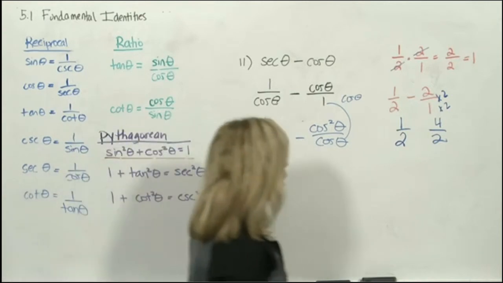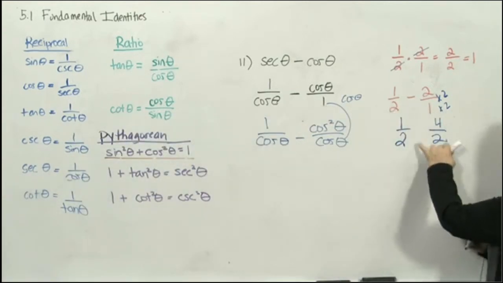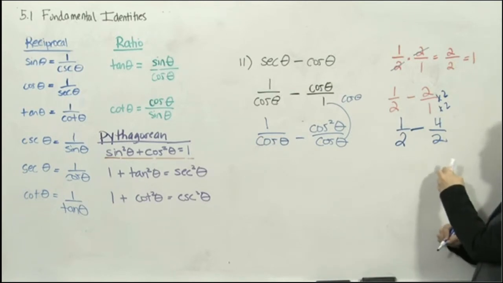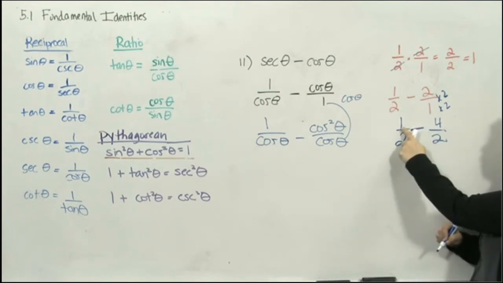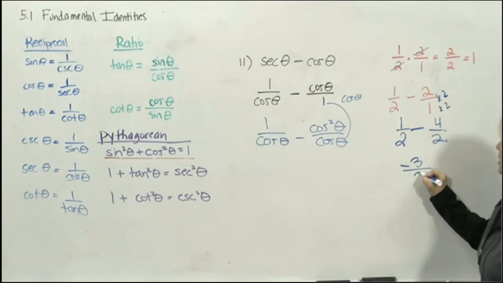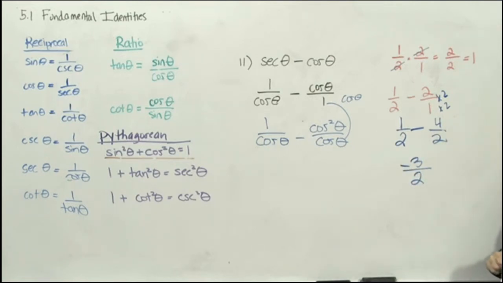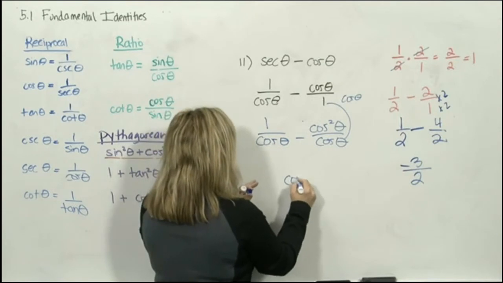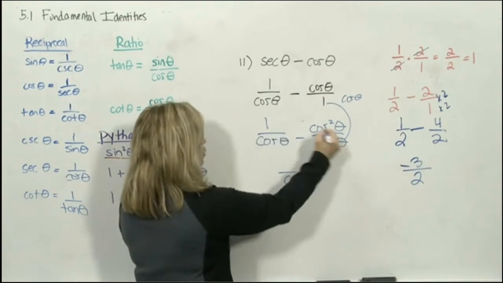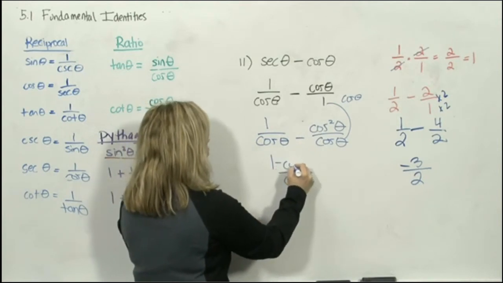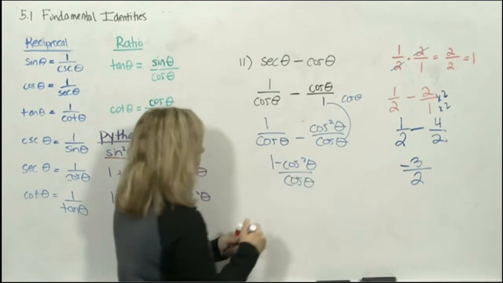Now, the whole purpose of making a common denominator is to subtract. So when you subtract and add fractions, you work with the numerator. 1 minus 4 is negative 3. The denominator stays the same, 2. Correct? Same thing here. We're subtracting. We keep the denominator. We subtract the numerator. 1 minus cosine squared theta we write as 1 minus cosine squared theta.